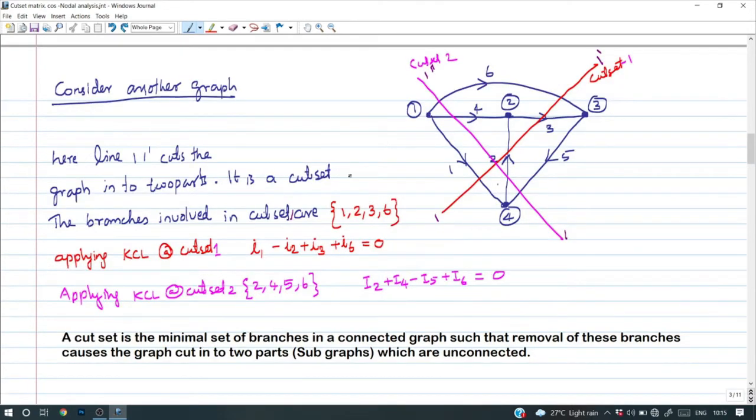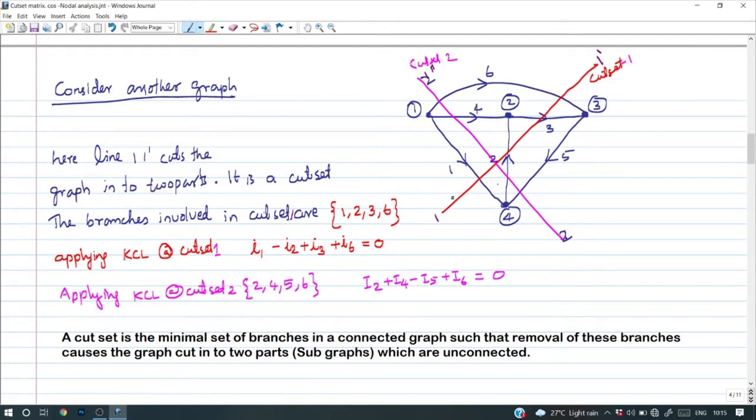Now let's consider another graph. Here you can see there are two cut sets, cut set 1 and cut set 2. Say this number is 2, 2 dash. Here line 1, 1 dash cuts the graph into two parts. So when we are considering cut set 1, this line 1, 1 dash cuts the graph into two parts, so the graph becomes unconnected. So this line 1, 1 dash is a cut set.